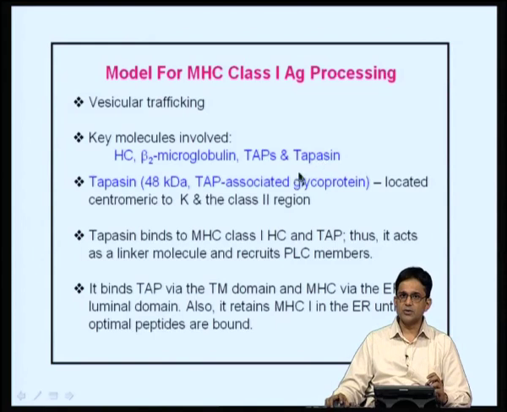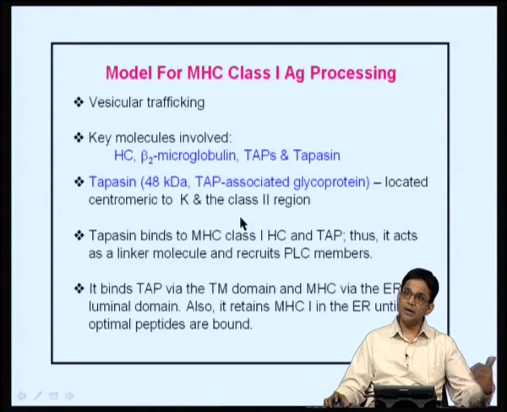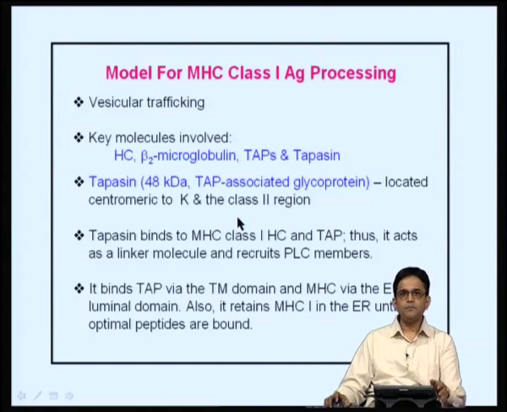You have transporter associated with antigen processing, and you have tapasin. Tapasin is the linker molecule. It is a 48 kDa linker molecule. What is interesting is the location of tapasin: it is centromeric to the K region, to the H2K in the MHC. Centromeric means it is further away from the MHC, on the other side.